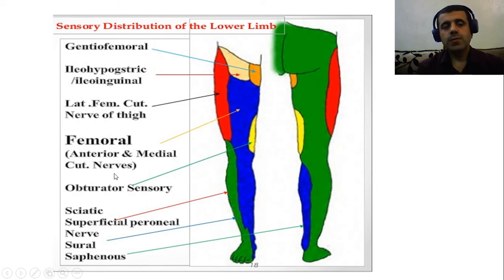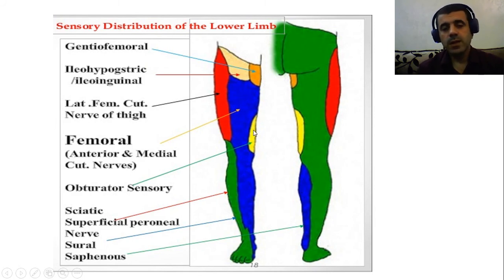The femoral nerve supplies this blue area, as we said, the medial aspect of the thigh and the medial aspect and the shin of the leg, and the arch of the foot, the medial aspect of the foot. Okay, this is the blue area supplied by the femoral nerve.